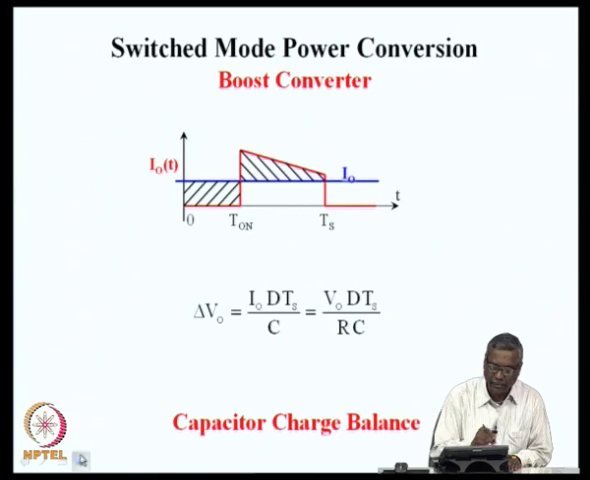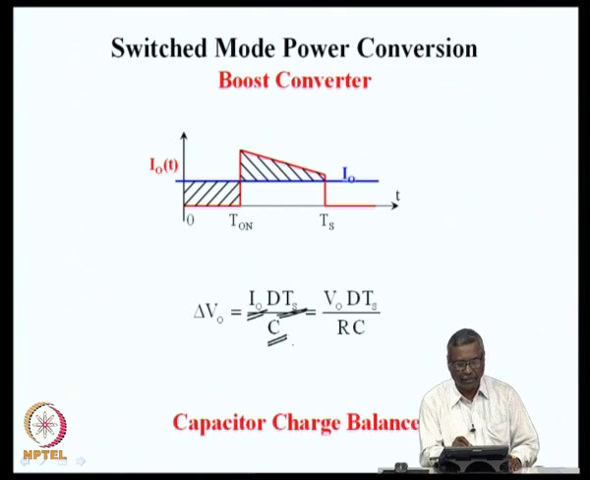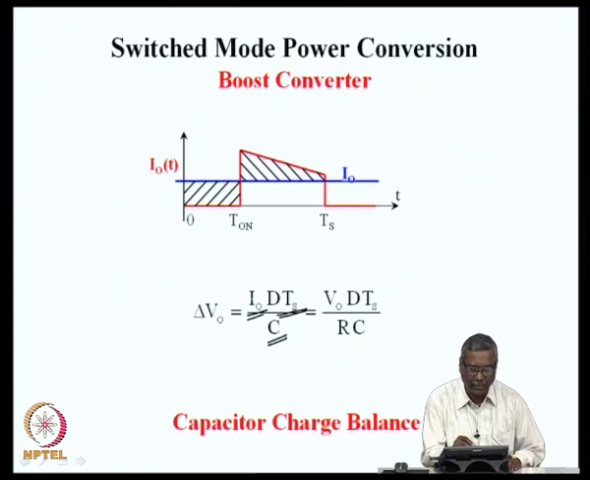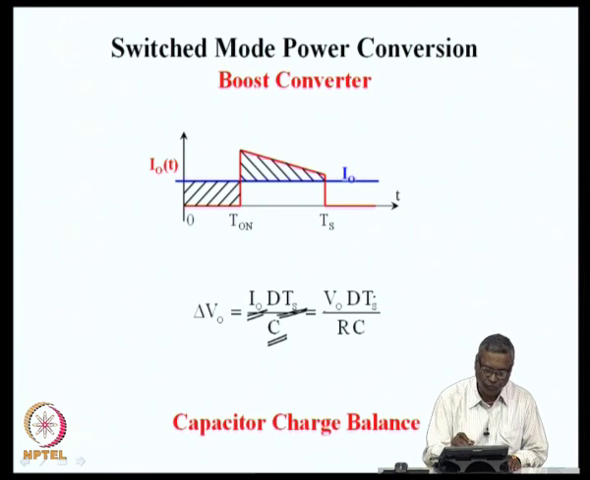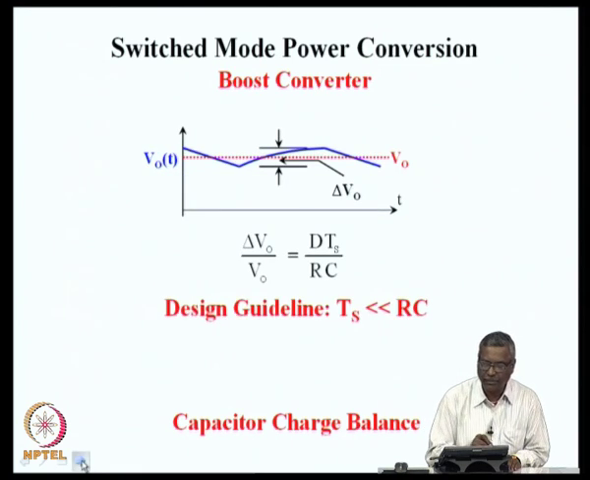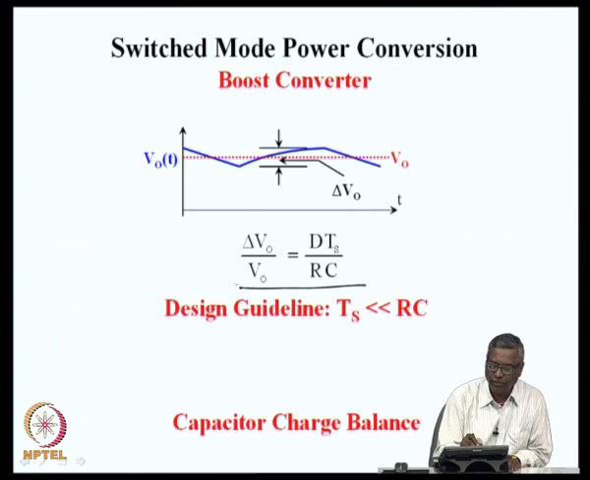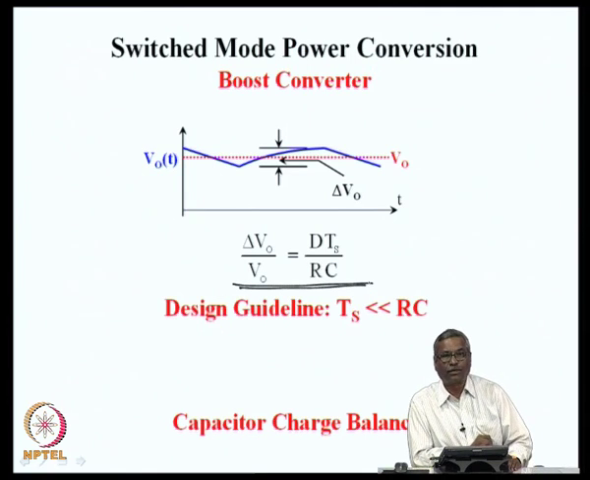So, during the on time, the current that is supplied by the capacitor is I naught, on time is dTs, and it is supplied to C. So, total charge I into T divided by C is the delta V naught, and I naught is V naught by R, the other quantities are dTs by C, and if we transfer V naught to the left hand side, we get the voltage ripple, which can now be quantitatively expressed as duty ratio multiplied by Ts by RC.